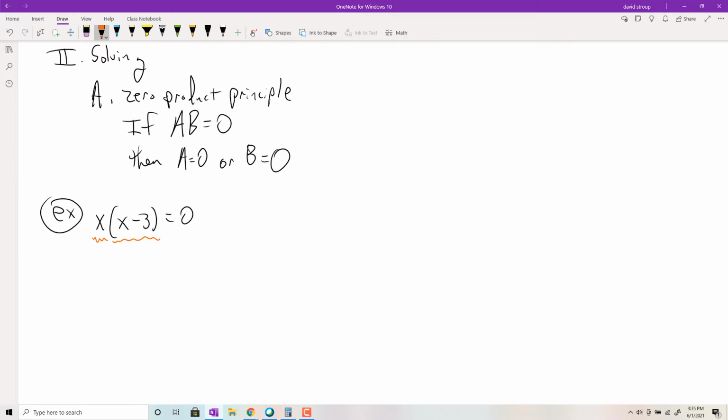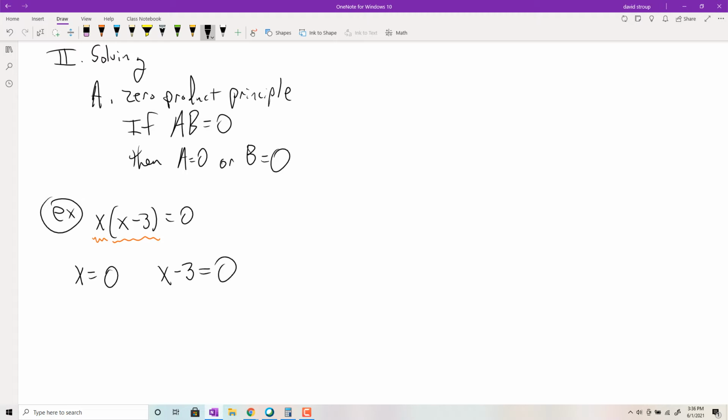Inside the second factor, there's a difference. There's two terms in that difference, but we wouldn't refer to those two terms as factors. You only use the word factors when you're talking about items that are being multiplied by each other. Terms are things that are being added together or subtracted together. So here we only have really two factors, and to apply the zero product principle, we just set them each equal to 0, and that gives us our answers.